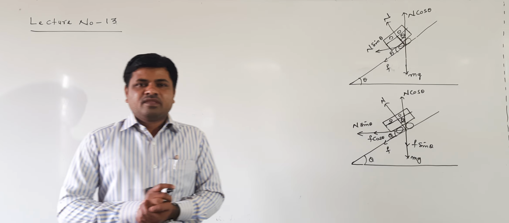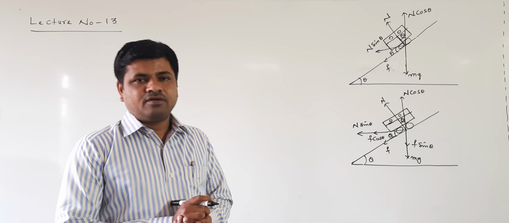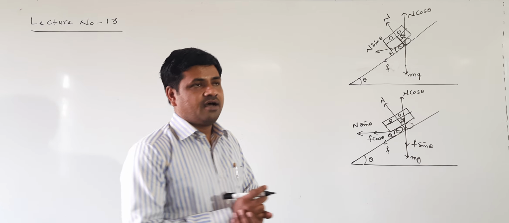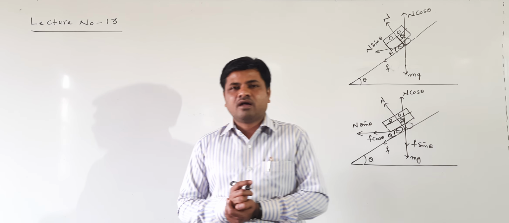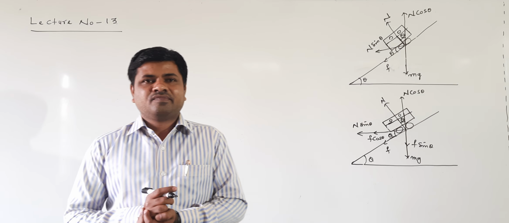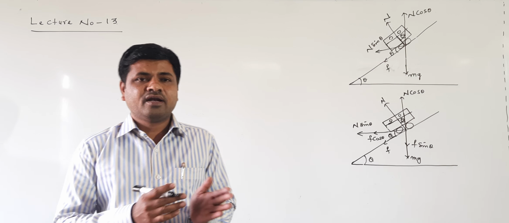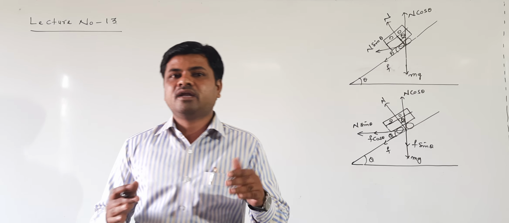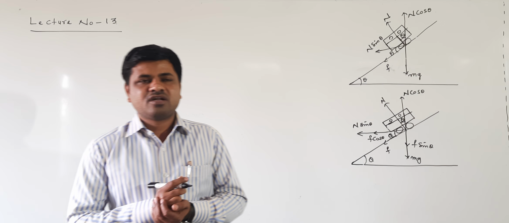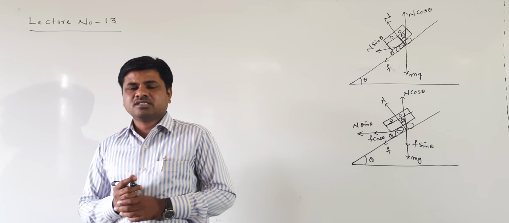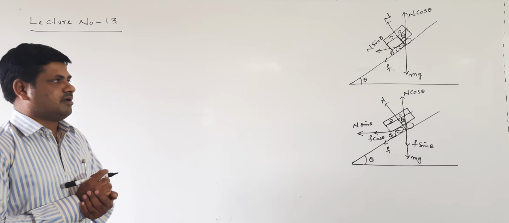Dear students, continuation of the circular motion. Yesterday we had discussed the motion of a car on a level road, a circular level road. That is, it is circular, but level. That is called the motion of a car on a circular level road. This is what we discussed yesterday.